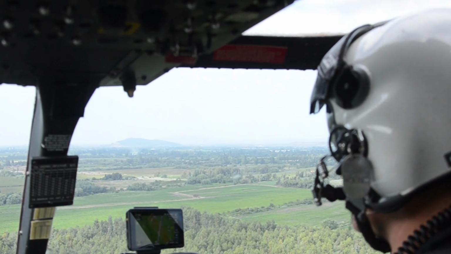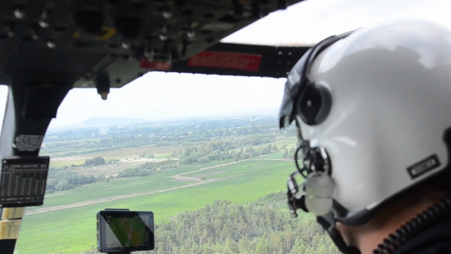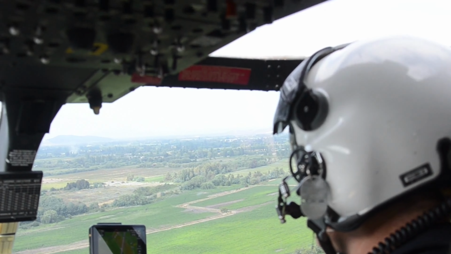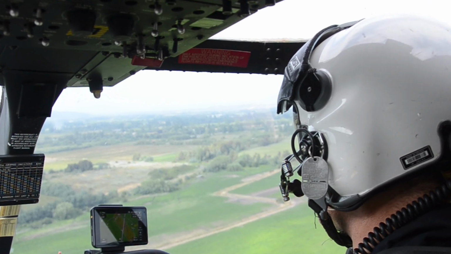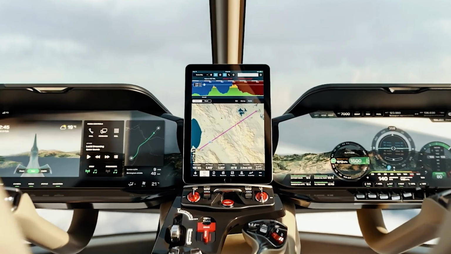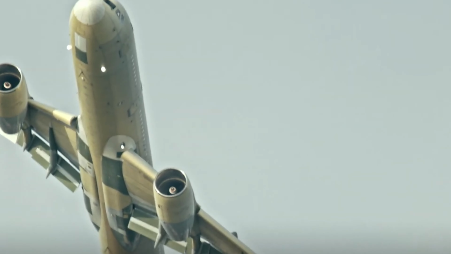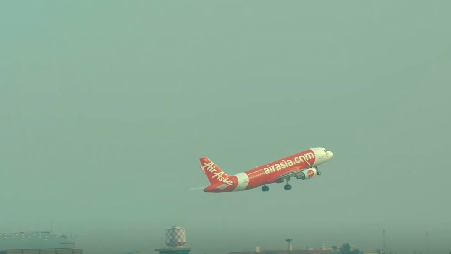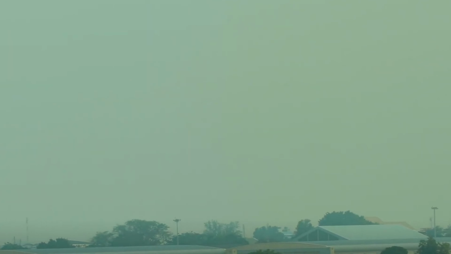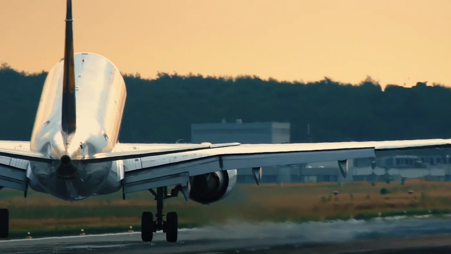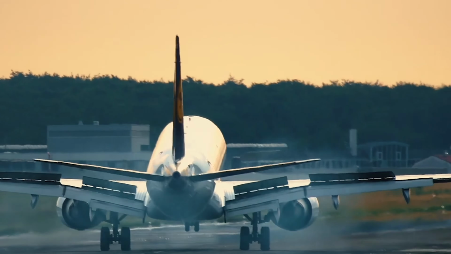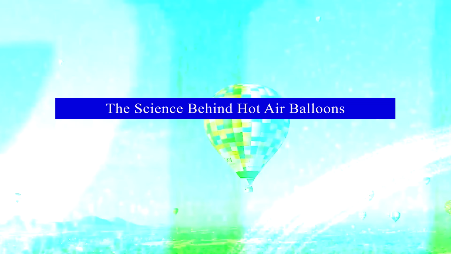Pilots have control over the amount of lift and thrust the plane produces, which allows them to climb, descend, and maneuver through the sky. Special panels on the wings and tail of the airplane, called control surfaces, help adjust how the air flows around the aircraft. This ensures a smooth and safe flight, whether the plane is taking off, cruising at high altitude, or preparing to land. The science behind hot air balloons.